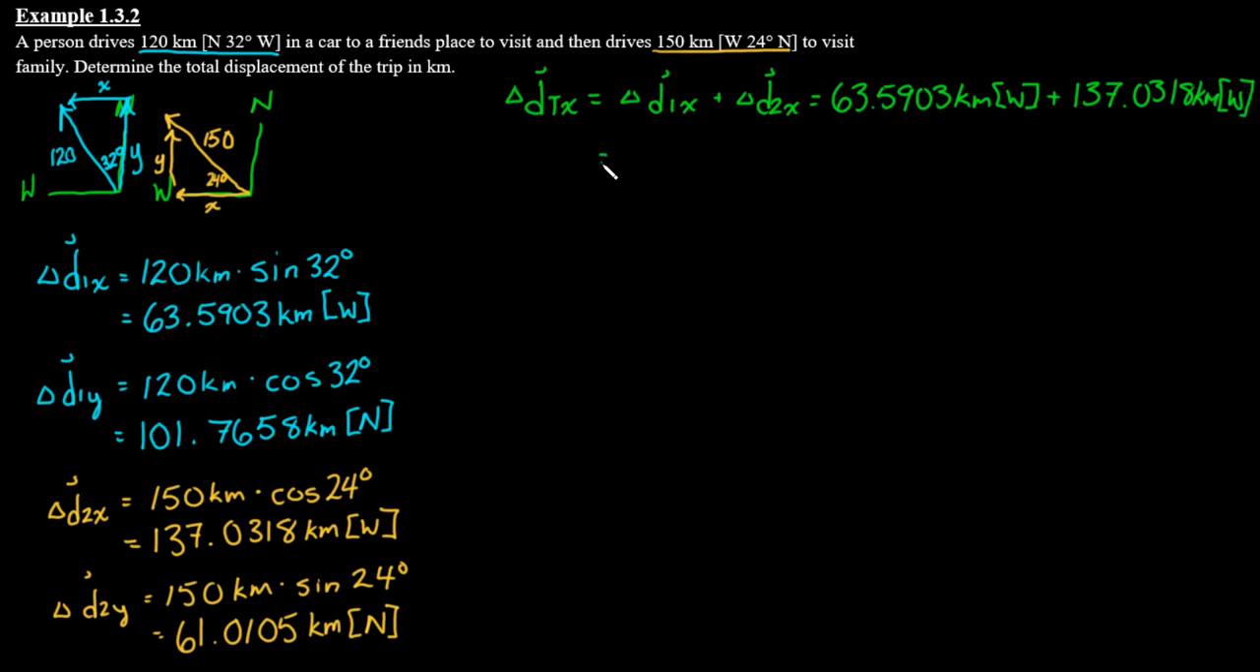Okay, once we add all that together, I end up with 200.6221 kilometers west. Okay, same thing for the y direction. You're simply going to add those total y components, or the two displacements in the y direction together, to get the total displacement in the y direction. So I'm taking d1y plus d2y.